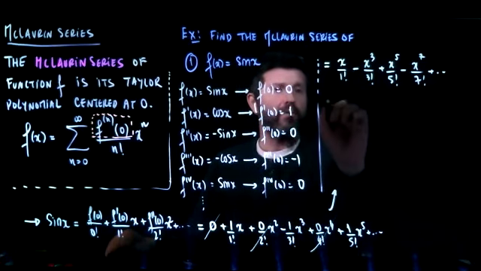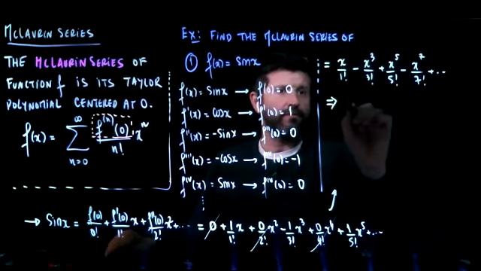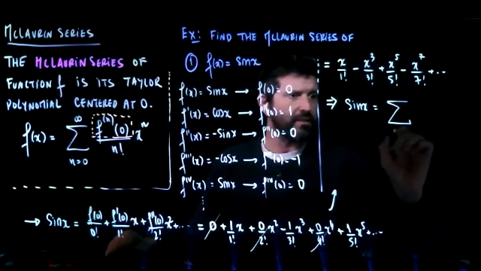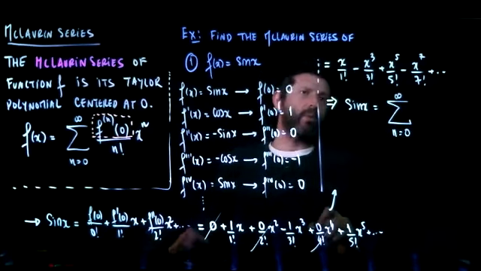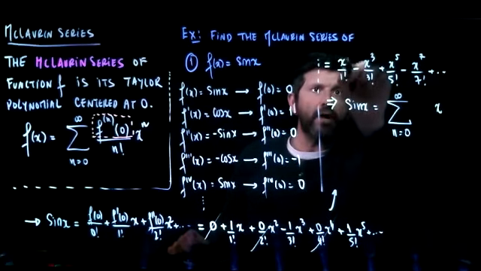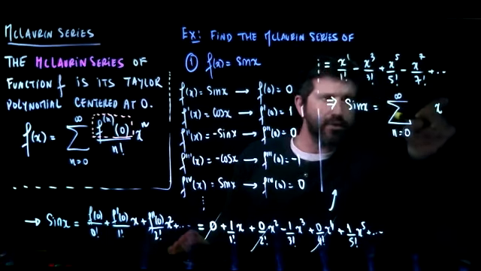Okay, so now I need to find a general term. So the sine of x is equal to, let's express this as an infinite sum. 0 to infinity, so here we go. x to the power of only the odds: 1, 3, 5, 7. How do I express an odd number?